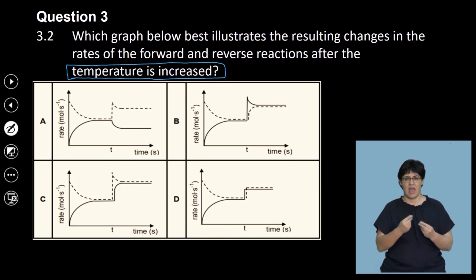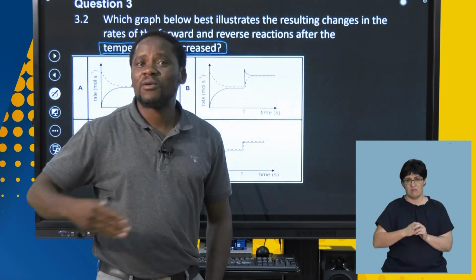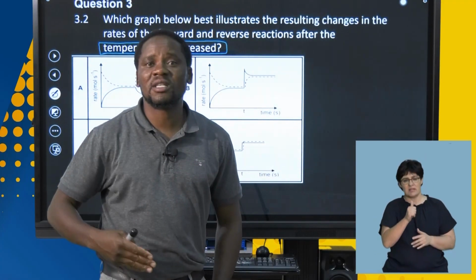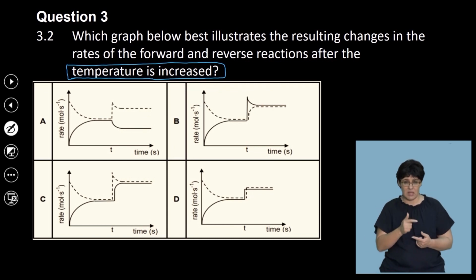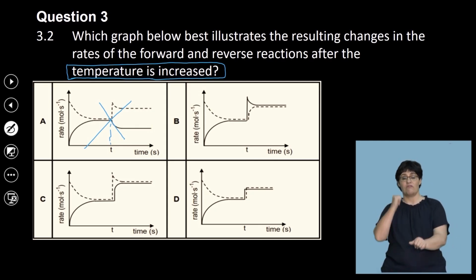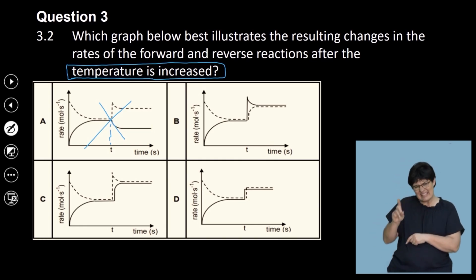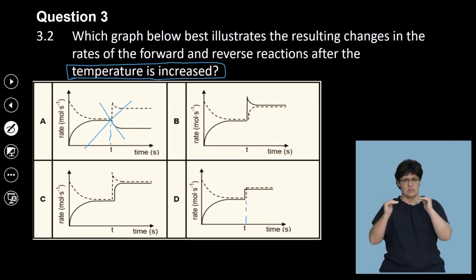So we have identified, and we appreciate the fact that when you increase temperature of any reaction, the rate of reaction increases, irrespective of the fact that it's an exothermic or endothermic reaction. So obviously A is out, okay? Because it says at time t, when we increase the temperature, the rate of the reverse reaction decreases, which is not what temperature does, okay? But there's something special about option D, okay? If you look at option D very carefully, at time t, when temperature was increased, both reaction rates increased, but none was increased more than the other.